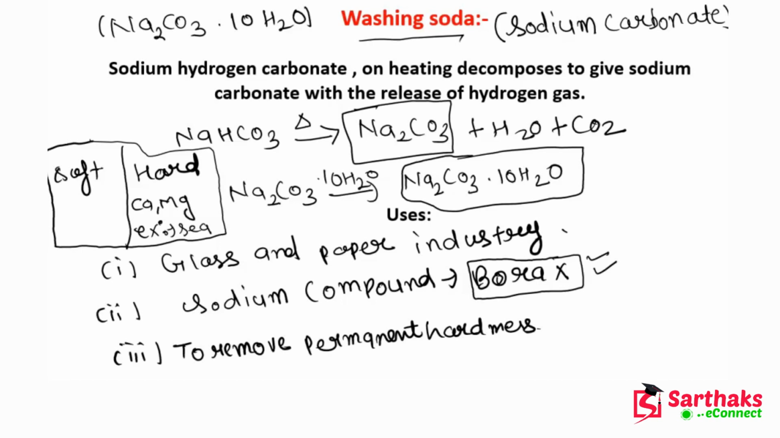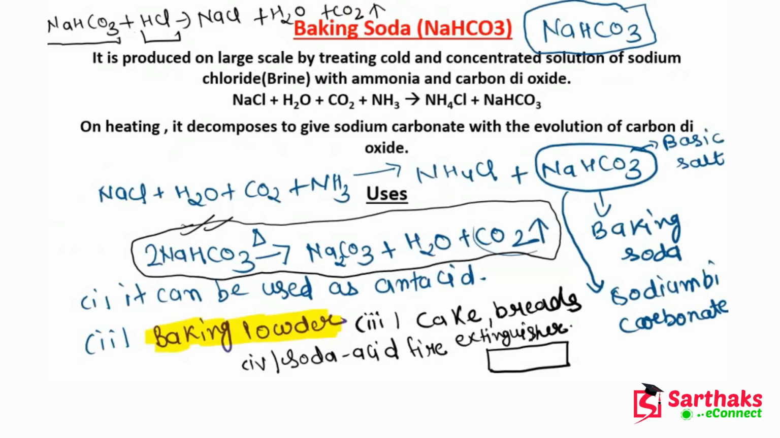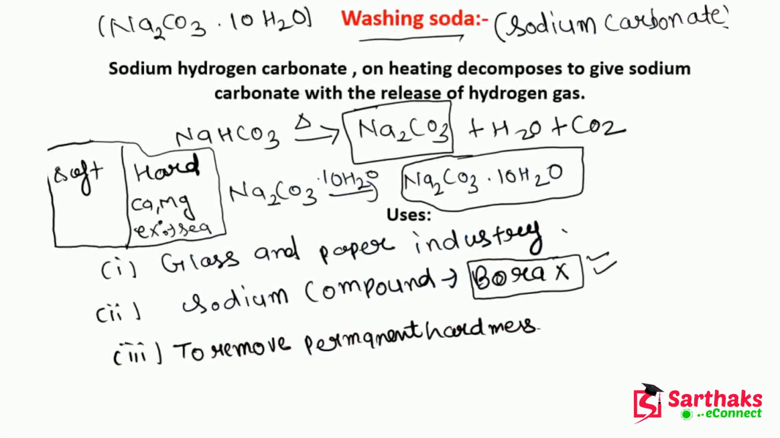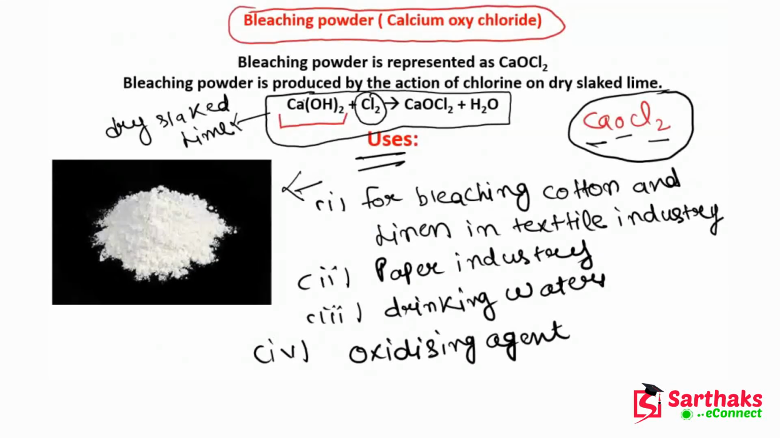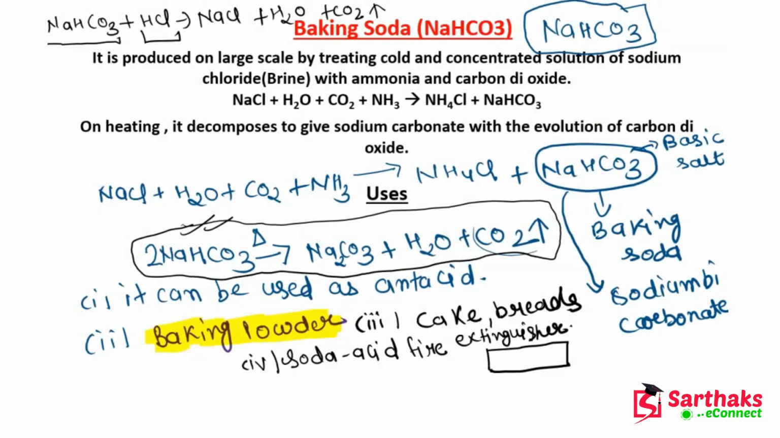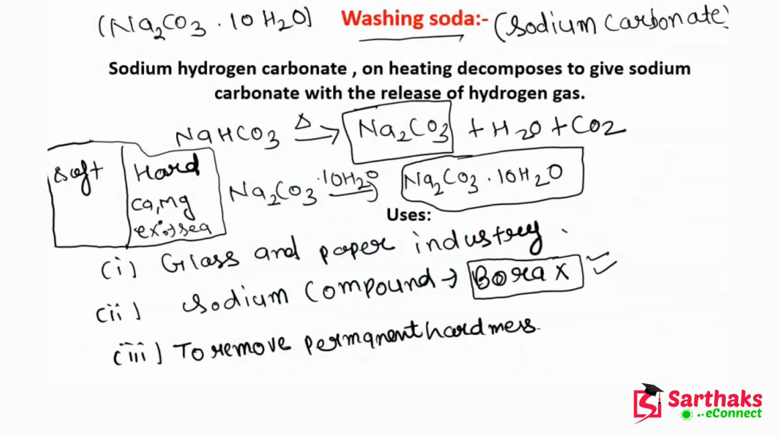So far we have seen four types of salt. The first salt we saw in the previous lecture was NaCl, sodium chloride, the common salt. We also saw baking soda, that is sodium hydrogen carbonate, and washing soda. The other type of salt is bleaching powder, calcium oxychloride. So first one was NaCl, second was calcium oxychloride, third was baking soda, and the other one was washing soda, that is Na2CO3·10H2O.